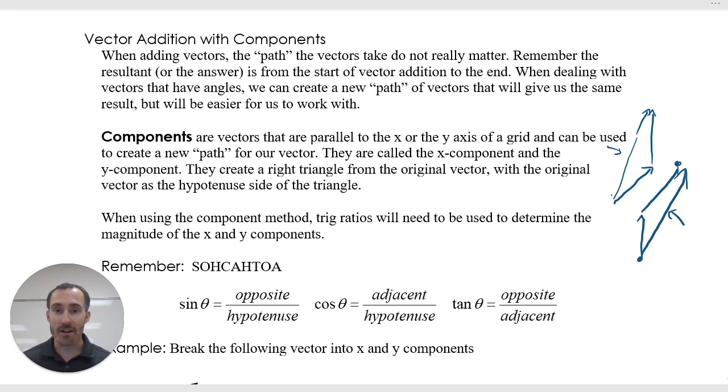Since it doesn't matter which order vectors get added in, all you really need to know is how far sideways am I going, or how far in the x direction, and how far up am I going, or down. How far in the y direction am I going. As long as you can take all of your vectors and figure out what's the x part of that and what's the y part of that, then we can use trigonometry to put those together. That's going to make more sense in a moment.